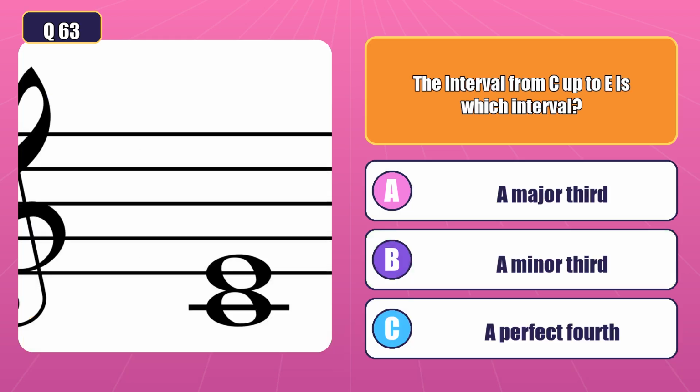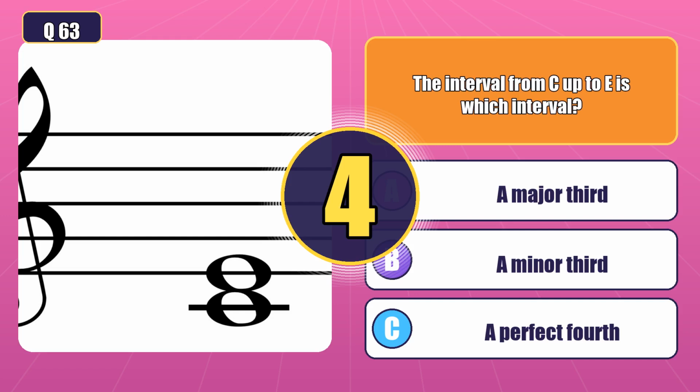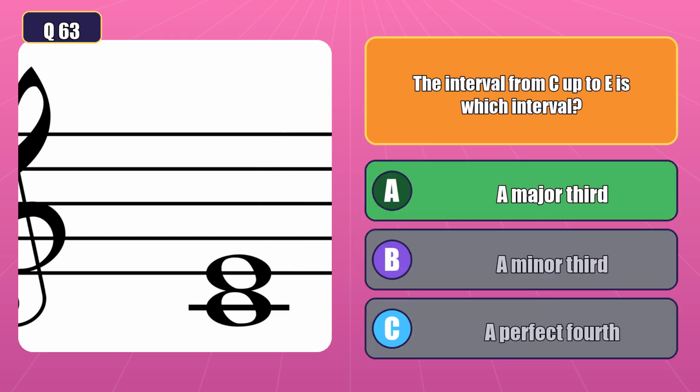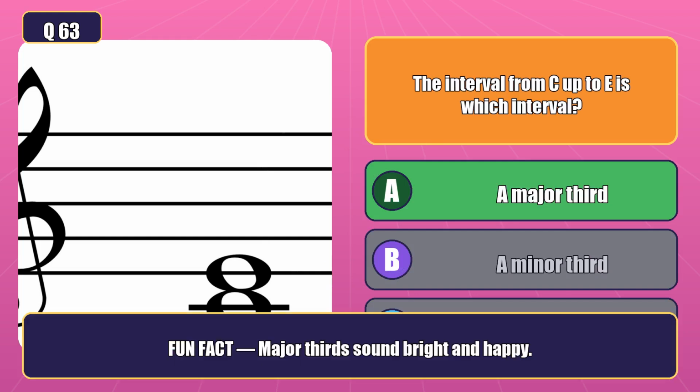Question number 63. The interval from C up to E is which interval? The answer is a major third. Fun fact, major thirds sound bright and happy.